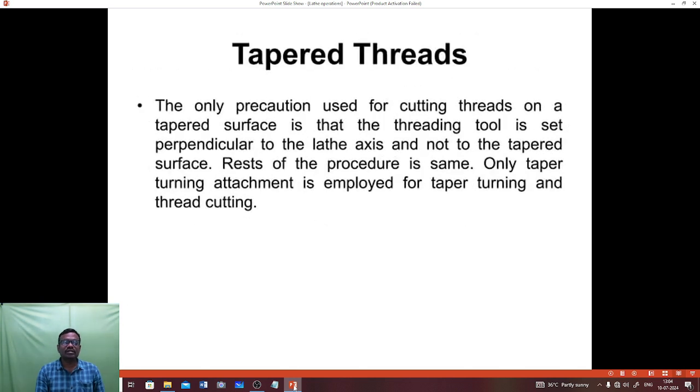Tapered threads. The only precaution used for cutting threads on a tapered surface is that the threading tool is set perpendicular to the lathe axis and not to the tapered surface. Rest of procedure is same, only taper turning attachment is employed for taper turning and thread cutting.